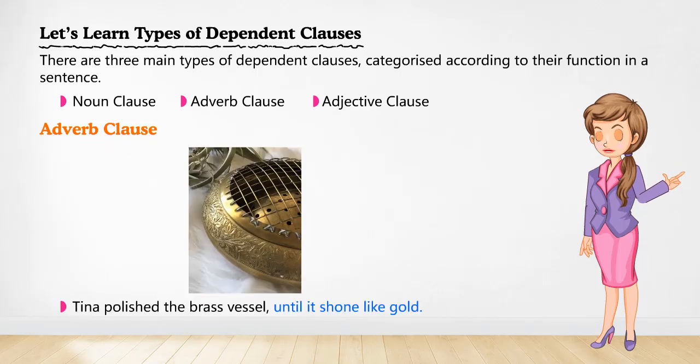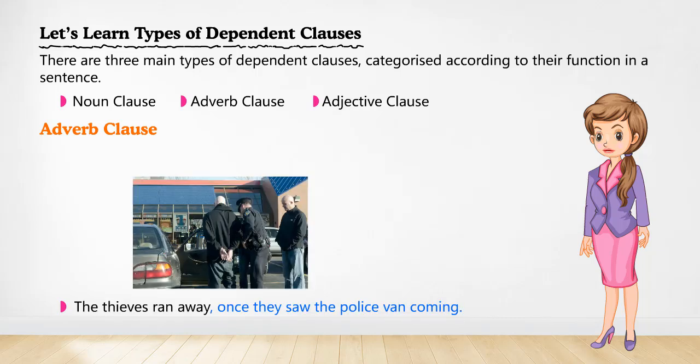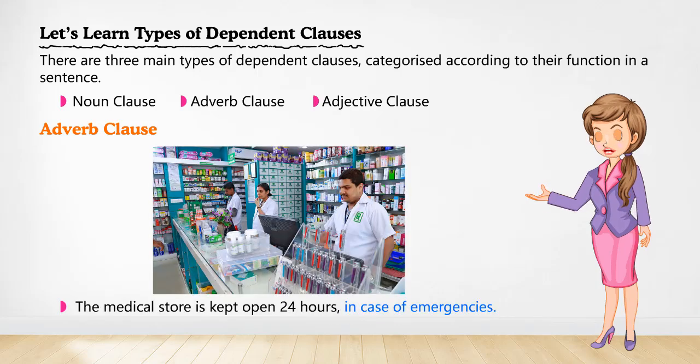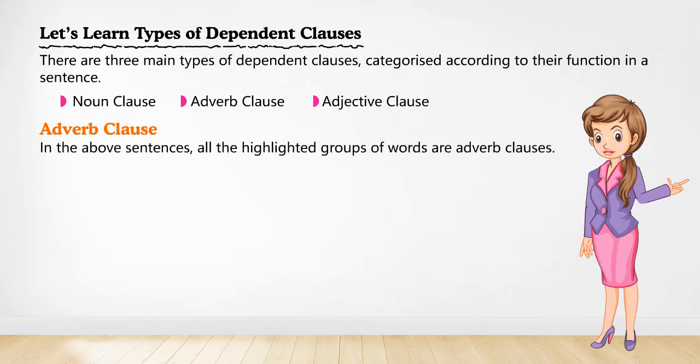For example, Tina polished the brass vessel until it shone like gold. The thieves ran away once they saw the police van coming. Unless you run fast, you will miss the bus. The medical store is kept open 24 hours in case of emergencies. In the above sentences, all the highlighted groups of words are adverb clauses.